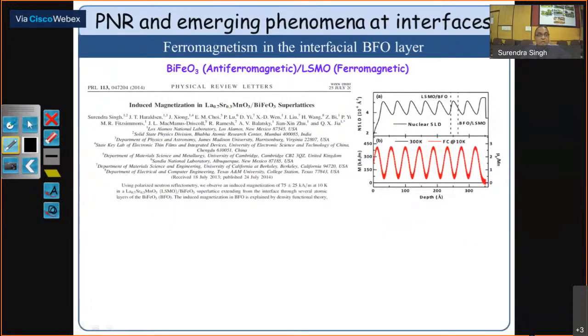Then there is another phenomenon. So another system is BFO LSMO, and this BFO is antiferromagnetic. LSMO, you know, is ferromagnetic, and BFO is multiferroic in the sense it is antiferromagnetic as well as ferroelectric. And this system I will show all the PNR data for, which we have studied over here also.